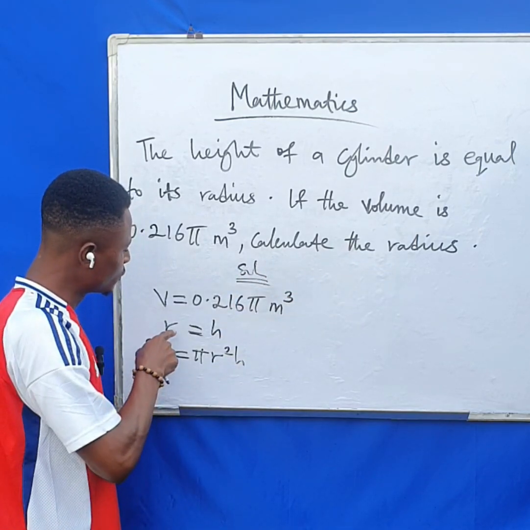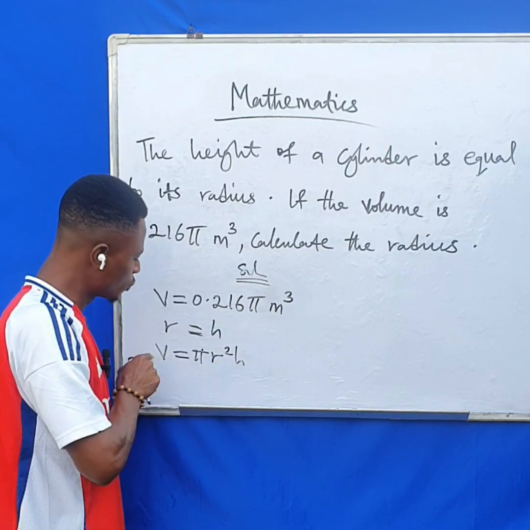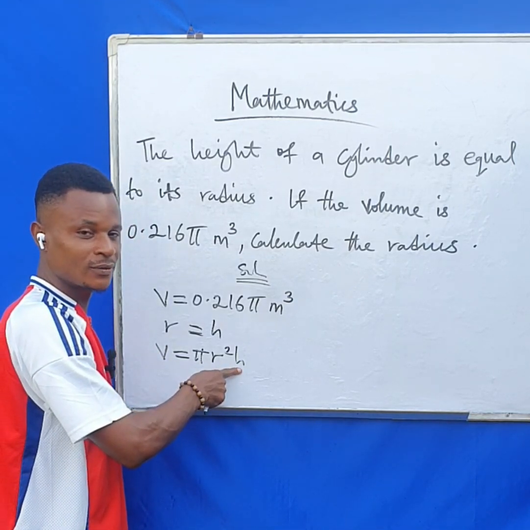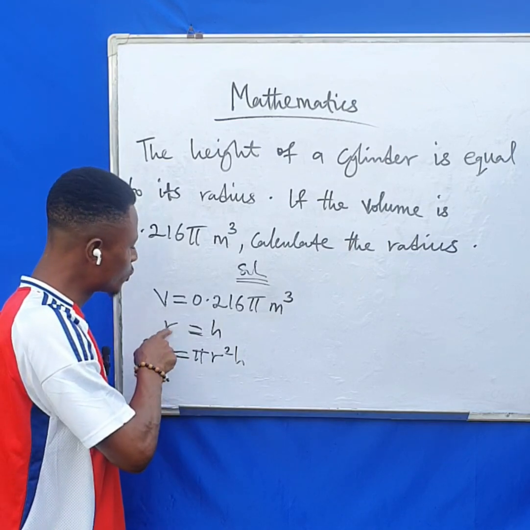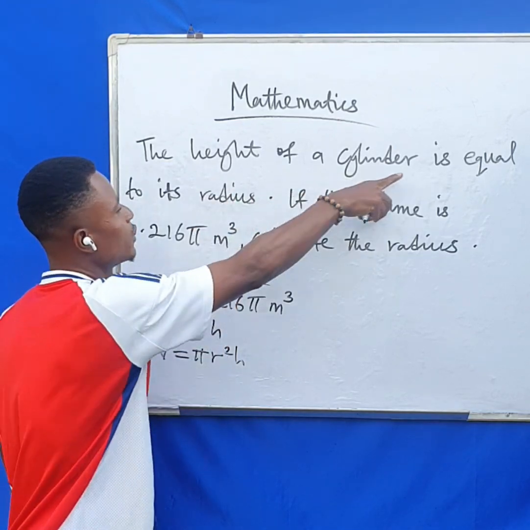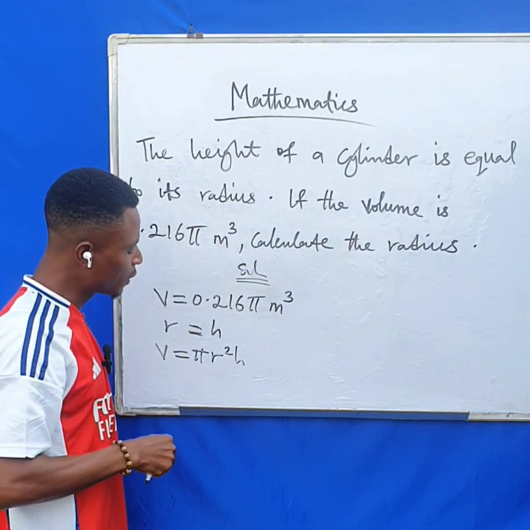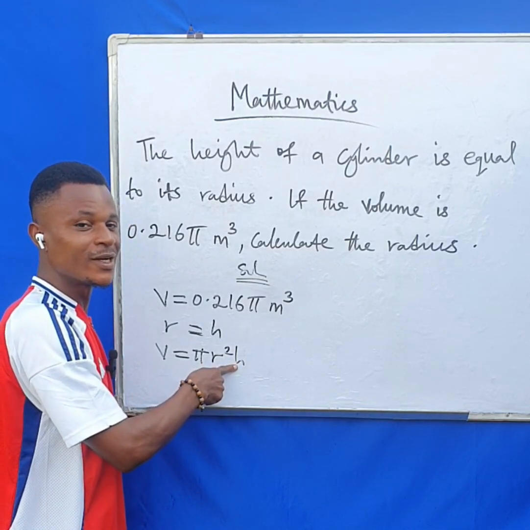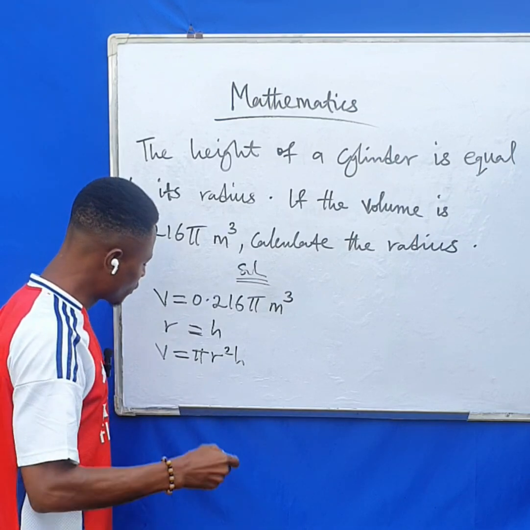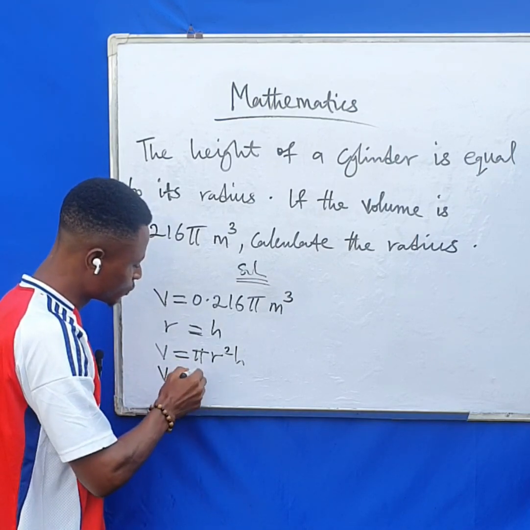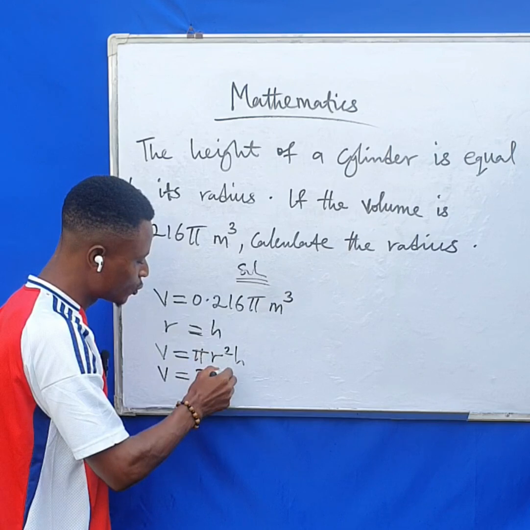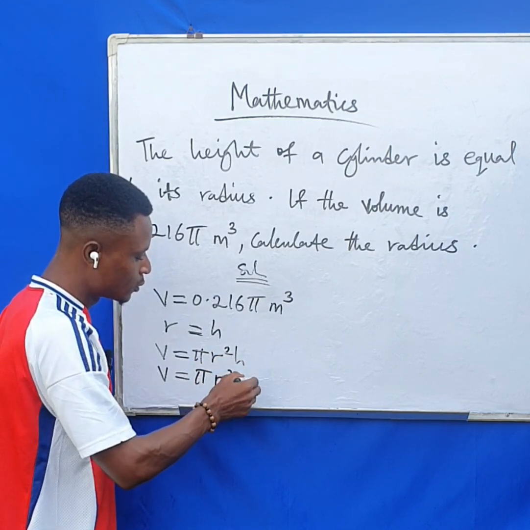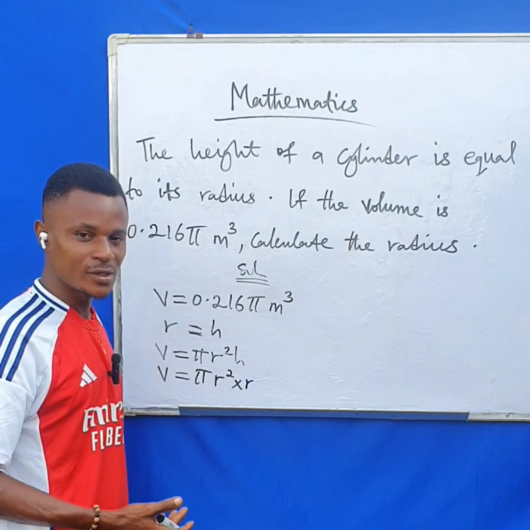For us to calculate this radius, we must know the volume and the height. They only gave us the volume, but they did not give us the height. But from the question, they told us that the height of a cylinder is equal to its radius. So we can replace this height with radius because they are the same. So we are going to have V equals pi r squared times, in place of this height, we put r again.